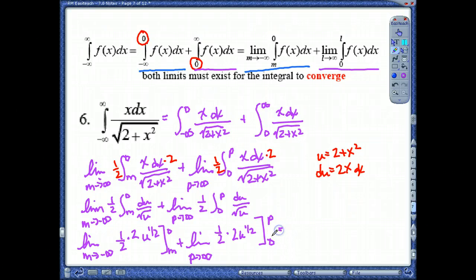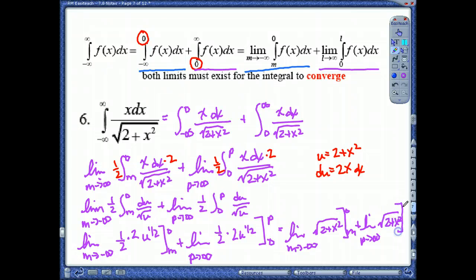Okay, so we're going to substitute back. So we've got the limit as m approaches negative infinity. The 2 and the 1/2 cancel, so I have square root of 2 plus x squared going from 0 to m, plus the limit as p approaches positive infinity of the square root of 2 plus x squared, from 0 to p. Okay. I'm going to go to the next slide. Hopefully it is blank.